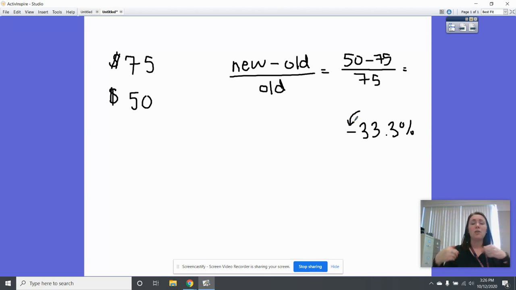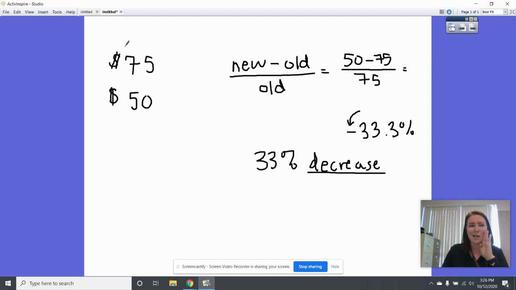Now, the negative means it's a decrease. It went down 33%. If it had been positive, that means the price would have increased by 33%. So you have to be very careful of that. You have to read the question carefully to determine if it wants you to put the negative or not. Usually you would not. Usually you would just say 33.3 repeating percent decrease. Okay, and that would be your answer. Decrease we know because it's minus. We also know because it started bigger and it got smaller. But read the question carefully to know if you should put the negative in front or not.